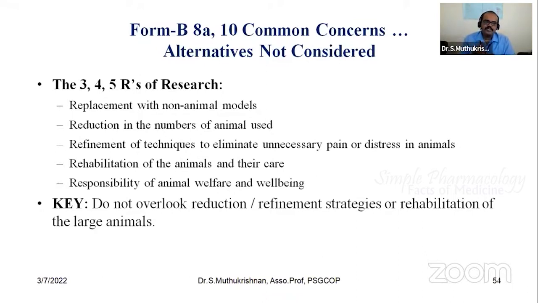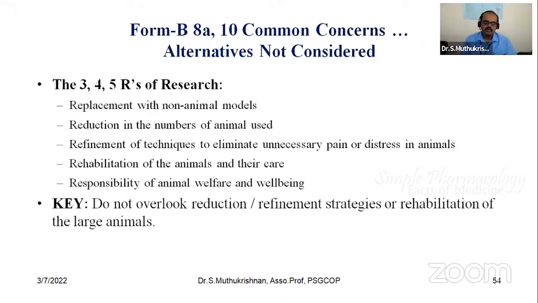So how many animals is it possible to replace? You have to replace or reduce the numbers. Possible to reduce means you can reduce. Refinement: how much is it possible to enrich the animals for well-being, you can give. And rehabilitation is, once after the studies, if the animal will survive, means otherwise no terminal method, the animal will be available. So what kind of rehabilitation are you going to do with the animals, and how you can reuse them, that is our responsibility for animal welfare.